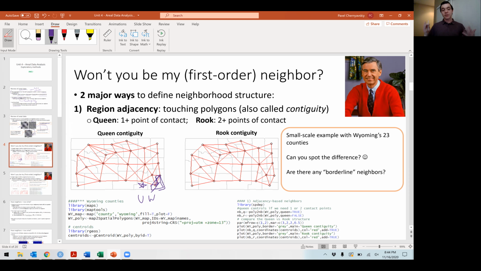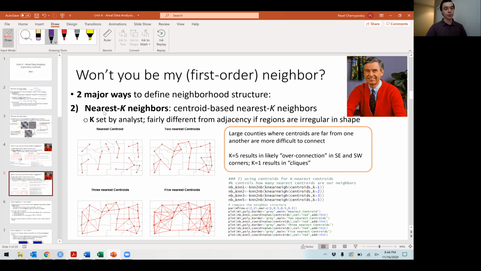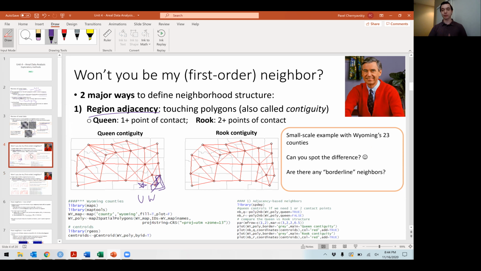So we have two major ways of defining neighborhood structure. One is through region adjacency, and another is using some number of nearest neighbors. Let me go through the first one, which is region adjacency. As I just said, we're looking for touching polygons, and we will be letting those polygons be adjacent to each other, be contiguous with one another, in two different ways. One is the queen method.